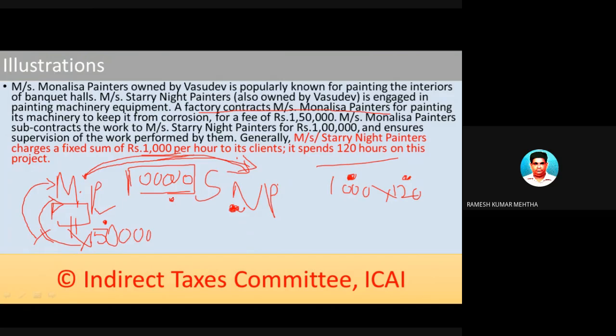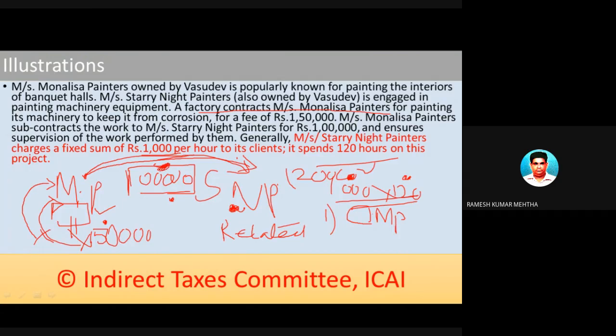But how much is this guy paying? Only 1 lakh rupees for this kind of work. So this is a case of related parties in the picture, and price is not the sole consideration. In this case, you have to take into account the first step being open market price. So open market price is 1,000 into 120 is equal to 1,20,000, not 1 lakh rupees.